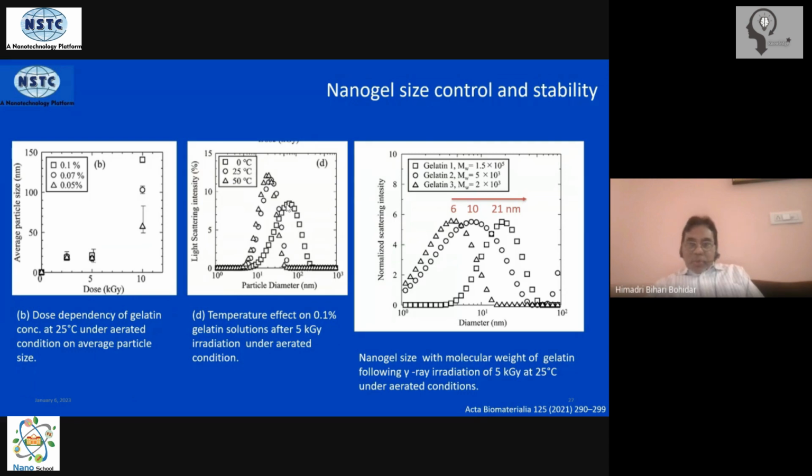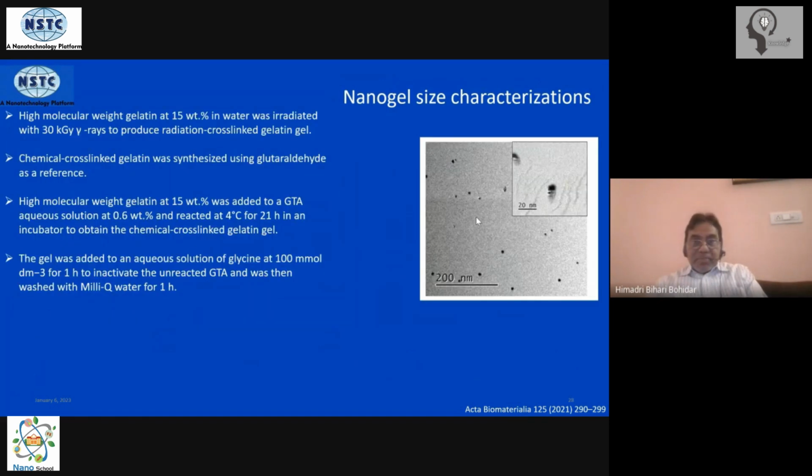Now you would also see the gelatin of different molecular weight, keeping the radiation constant and concentration constant. See here, for a low molecular weight gelatin sample, we have a smaller size gel, 6 nanometers. Higher molecular weight, 3 times higher, 20 nanometers. If you increase it further, it will go higher. So all these are design parameters in the synthesis of the nanogel of gelatin containing gadolinium.